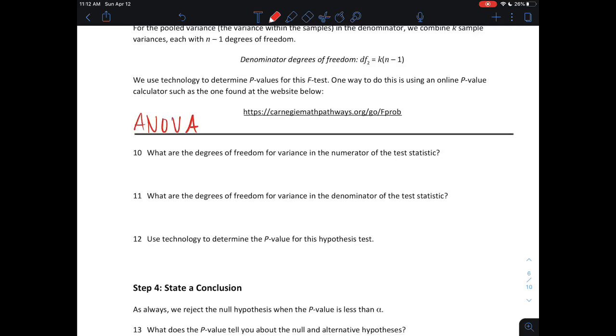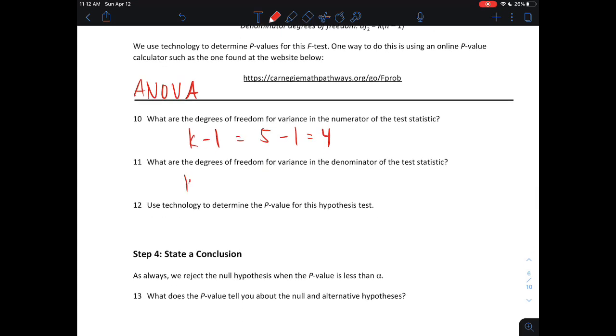So first, number 10, what are the degrees of freedom for variance in the numerator of the test statistic? This is just what was described before, k minus 1. In our case, we have 5 samples. That's what k was. So that degree of freedom would be 4. For number 11, what are the degrees of freedom for variance in the denominator of the test statistic? That would be k times n minus 1, which is 5 times 7 minus 1, or 5 times 6, which is 30. And then number 12, here's where we need to use the ANOVA function.